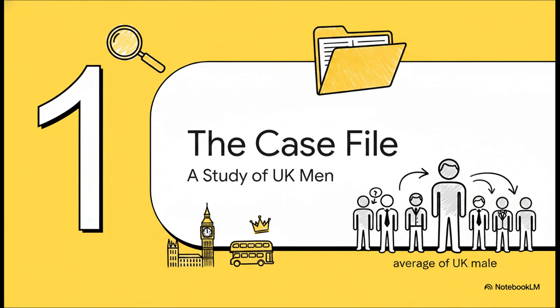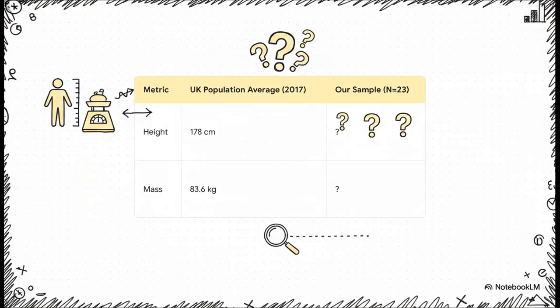We're looking at a study of some men in the UK. And our mission, basically, is to figure out if this small group is a good representation of the average guy in the UK. Okay, so here's what we have to work with. The official numbers from back in 2017 tell us that the average adult man in the UK was about 178 centimeters tall and weighed around 83.6 kilograms. Now, our sample is just 23 guys. So the big question is: are our little group's average height and weight any different from the national numbers in a way that actually matters?